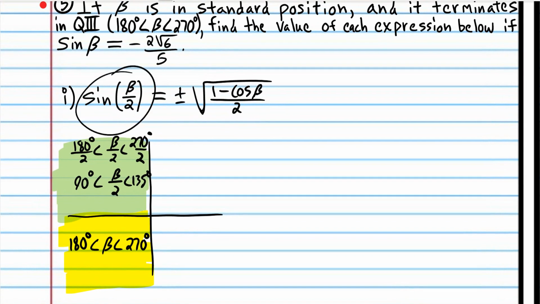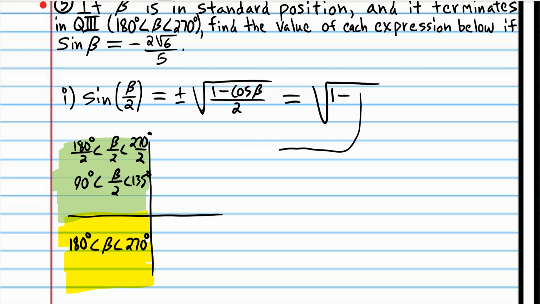So is sine positive or negative in the second quadrant? The answer is it is positive, so we're going to keep the positive symbol. Now we're faced with another problem. We don't know the value of cosine. We know the value of sine beta, but not cosine beta.